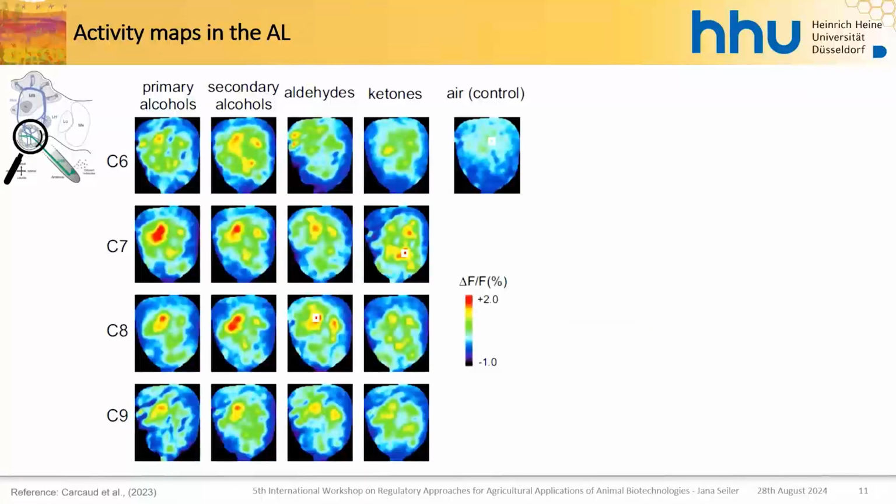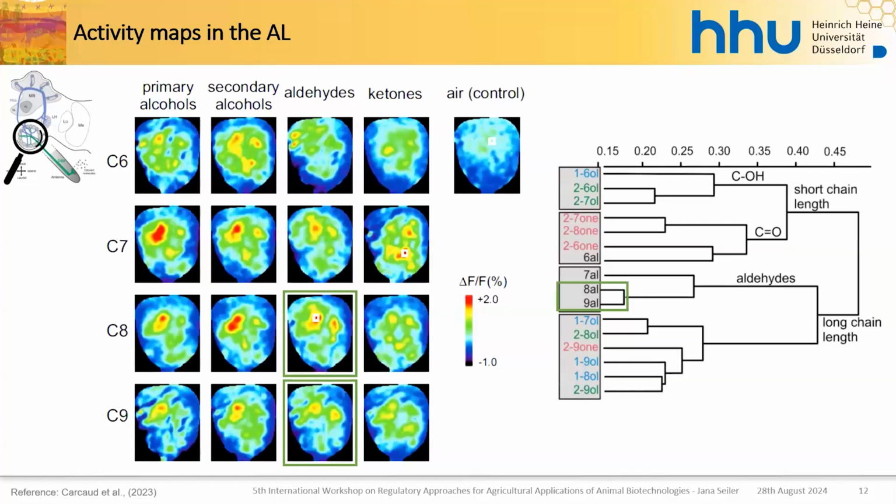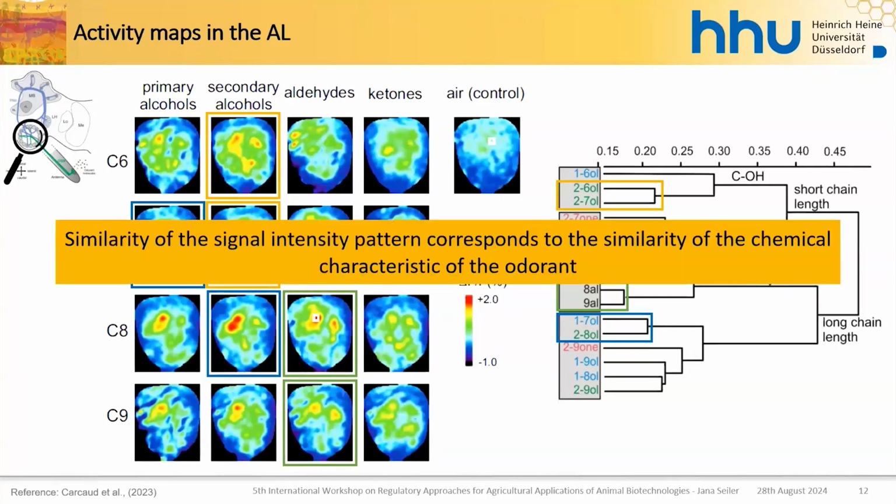But let's take a look at the three areas one by one. Here you can see the activity maps of the antennal lobes for all 16 odorants. It is clearly visible that the presentation of each odorant triggers a signal in a different set of antennal lobe glomeruli. That means in a subunit of the lobes. But there are also similarities in the patterns. For example, here, here, or here. If we now relate the similarity of these patterns to the chemical characteristics of the odorants, we can find that both correspond to each other.